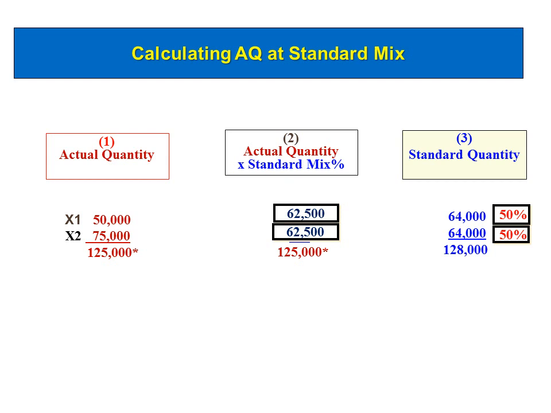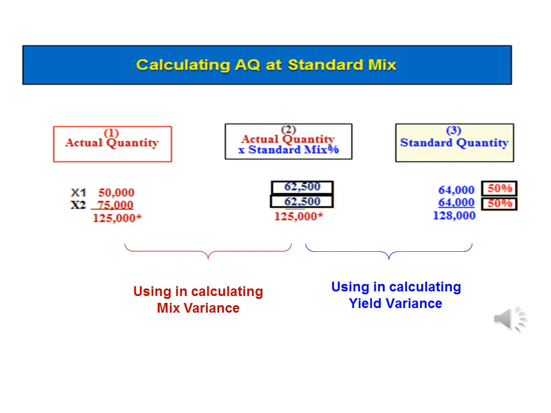After calculating the actual quantity at standard mix for both x1 and x2, and also having the standard quantity, I am ready to calculate the mix variance and the yield variance. Again, I will use this information to calculate. We will use the difference between 1 and 2, I mean actual quantity and actual quantity at standard mix, to calculate mix variance.